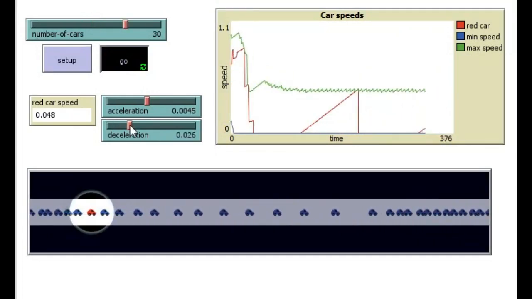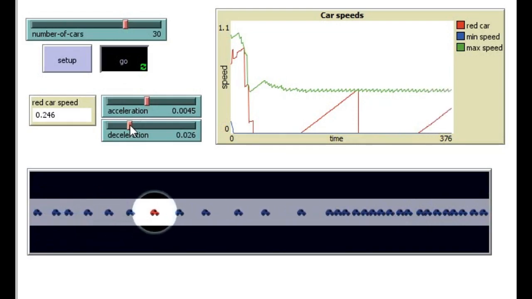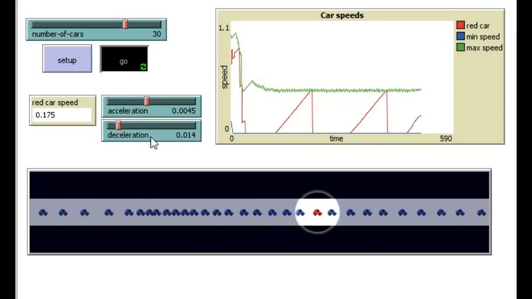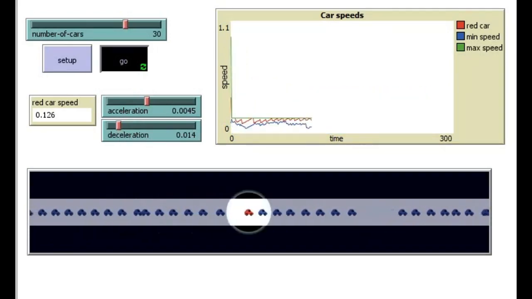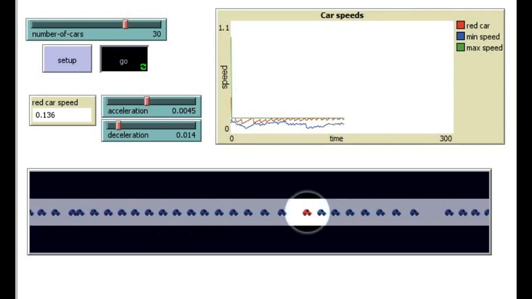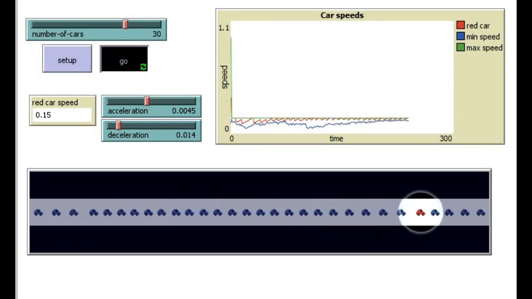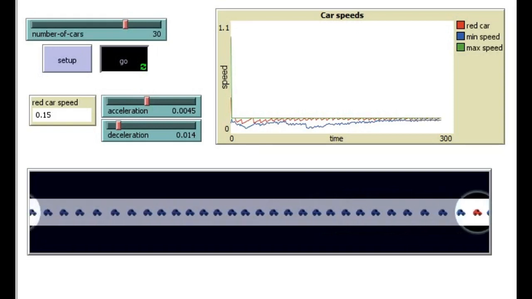With 30 cars, the traffic jam forms again, and this time reducing the level of braking doesn't fix the problem. The only thing that works now is external intervention to reduce the speed limit. This model explains the theory behind managed motorways.